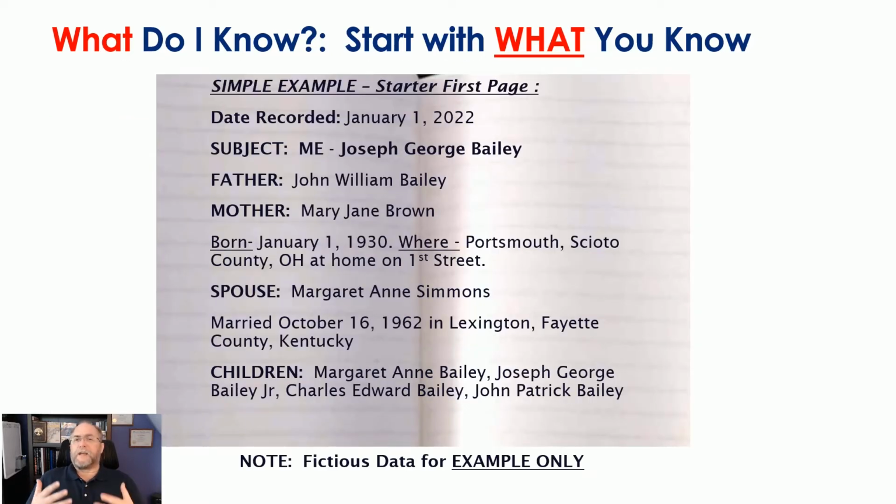With that, here's a starter first page example. You have the date of the record, and this is all fictitious. I just made this up for this example so we could talk here. You're starting this on January 1st, 2022. It's your New Year's resolution. Your name is Joseph George Bailey, father John William Bailey, mother Mary Jane Brown, what day you were born, your spouse's name when you got married, and your children's name. Now, with that said, this is kind of a basic sheet. There's a little more information you can do, but it should be one page when you're writing this down and getting started.